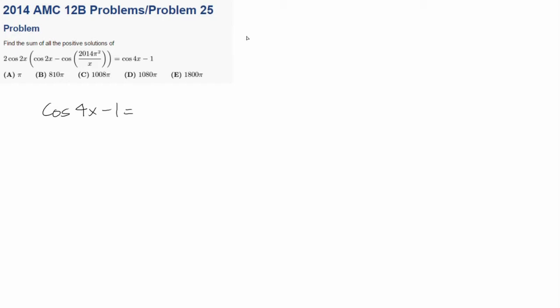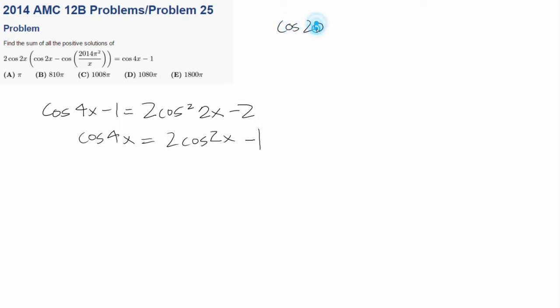I think that's equal to 2 cosine squared 2x minus 2, because cosine 4x equals 2 cosine squared 2x minus 1. And that's just the double angle formula, because cosine 2 theta is equal to 2 cosine squared theta minus 1. That's just the formula you should remember.